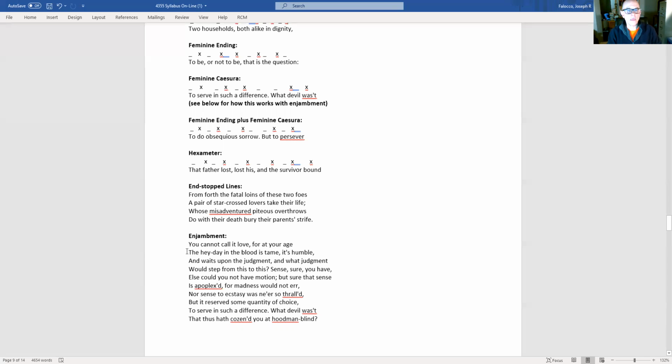Because look at this sentence. "You cannot call it love, for at your age the heyday in the blood is tame." That would stand as an independent clause, but "you cannot call it love, for at your age" is not an independent clause. You can't paraphrase that by itself. Okay?